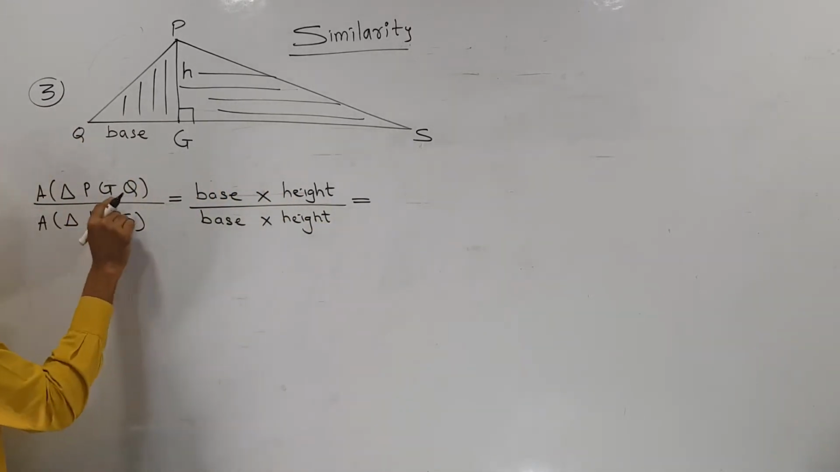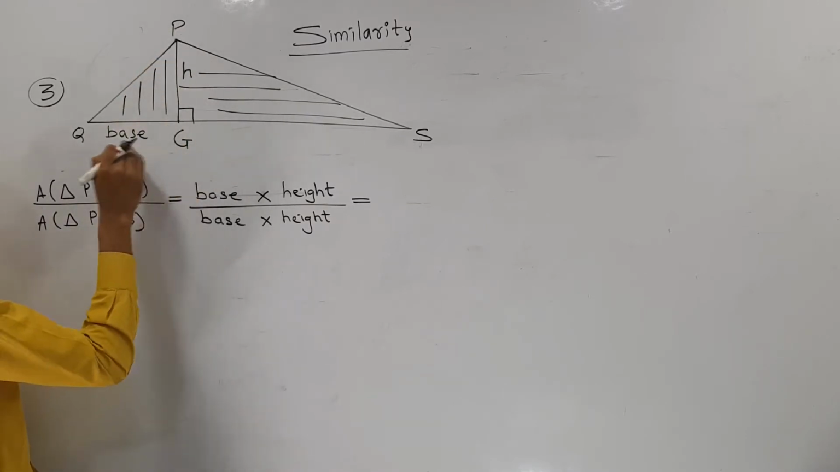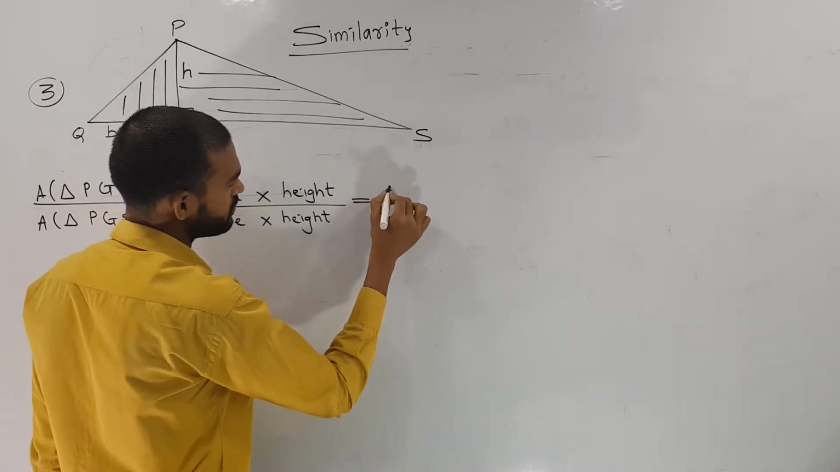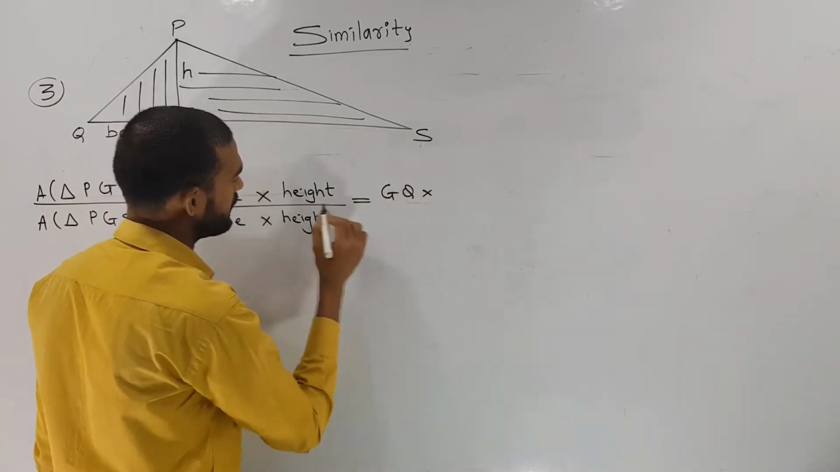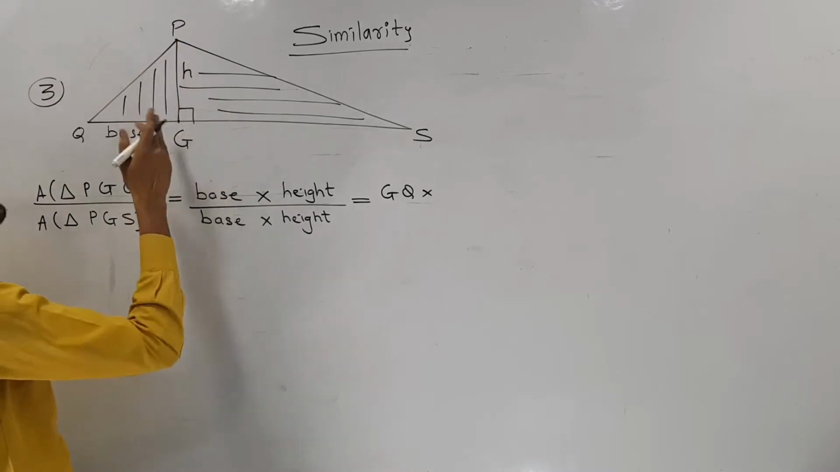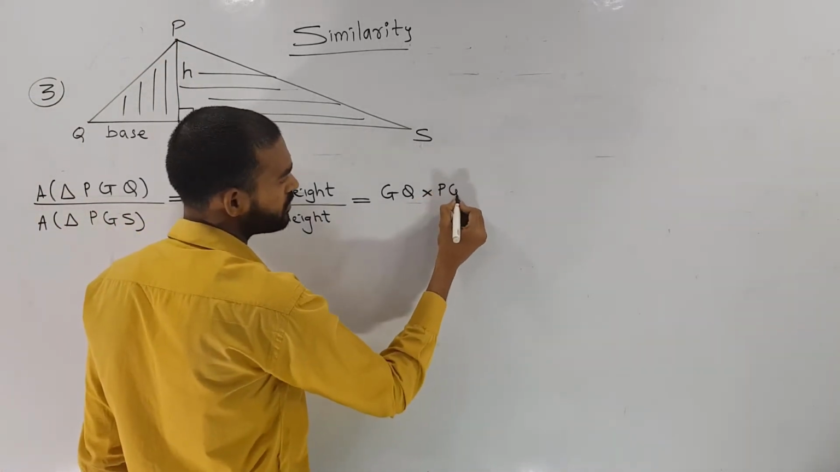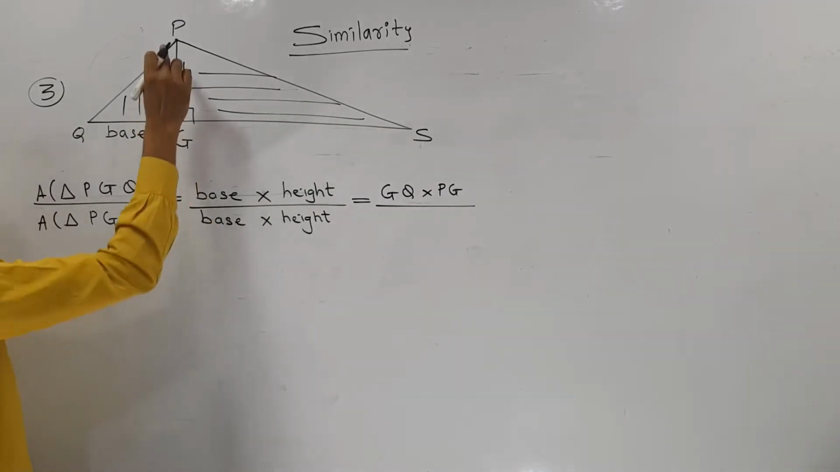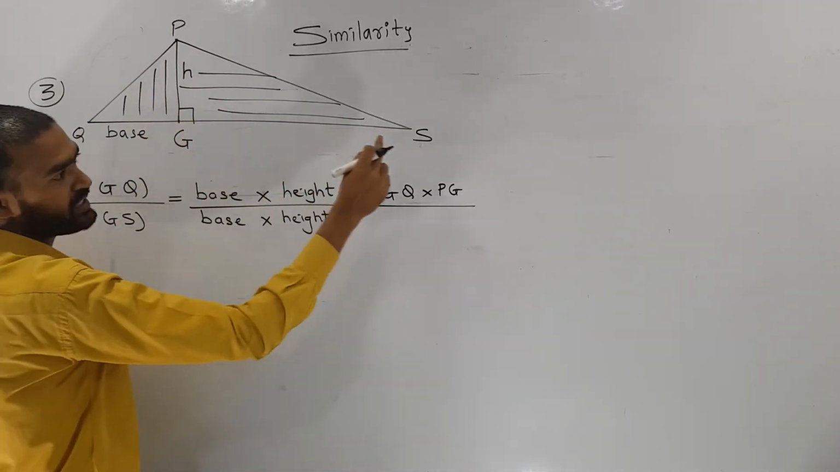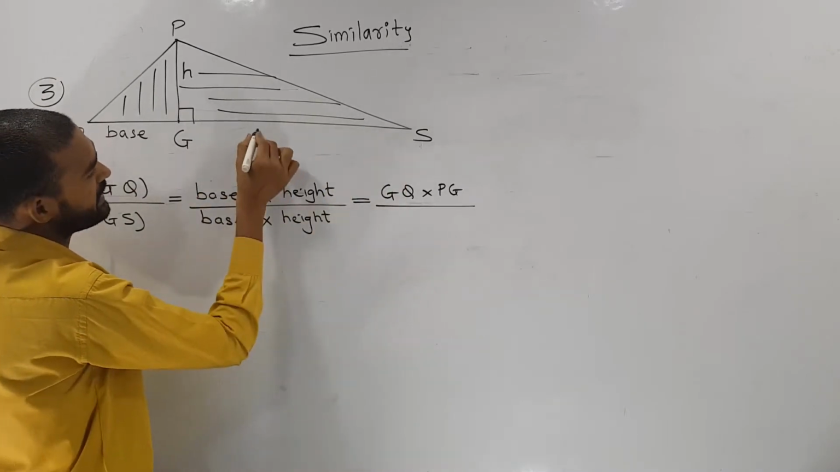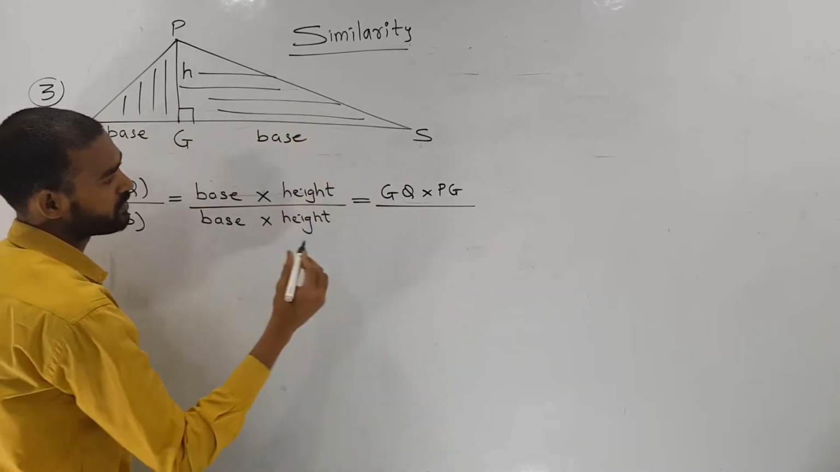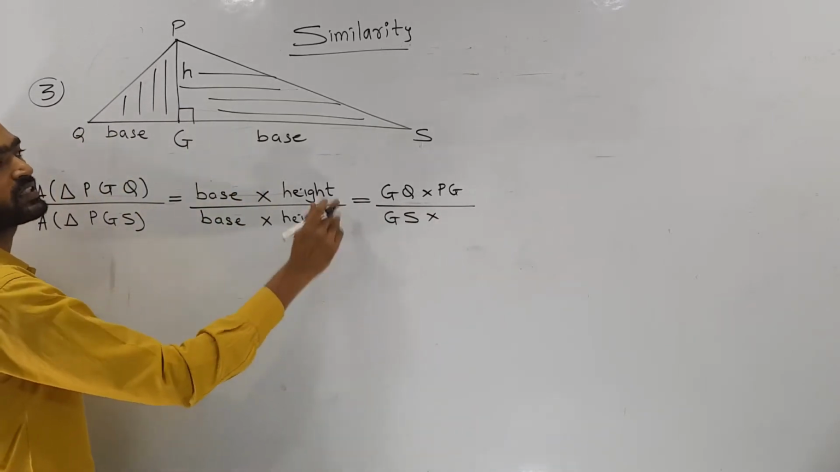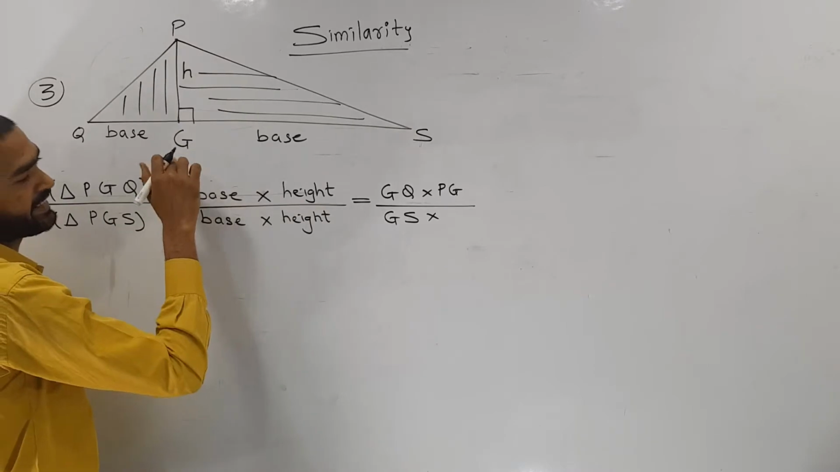So in triangle PGQ, what is my base? My base is QG or GQ, into height. What is the height here? Height is PG. Same thing with the other triangle. In triangle PGS, here the base is GS, so we'll write GS into height. What is the height of the other triangle? That is PG.